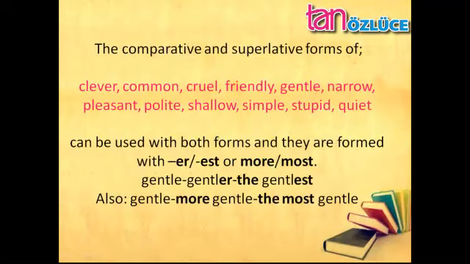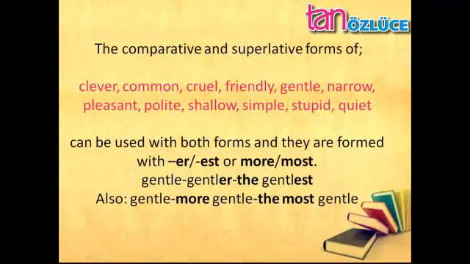And the comparative and superlative forms of clever, common, cruel, friendly, gentle, narrow, pleasant, polite, shallow, simple, stupid, quiet can be used with both forms, and they are formed with er, est, or more or most. Gentle, gentler, the gentlest. Also gentle, more gentle, the most gentle.